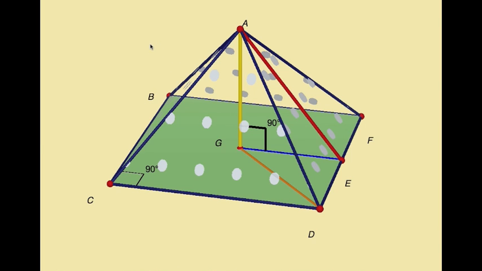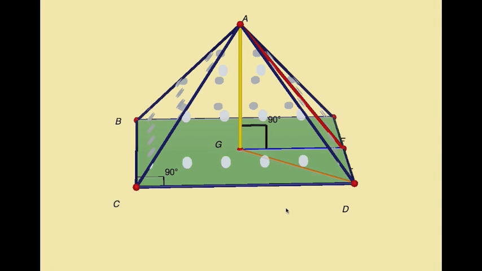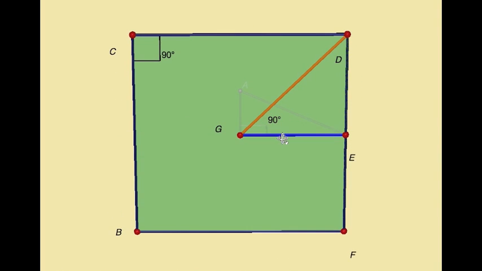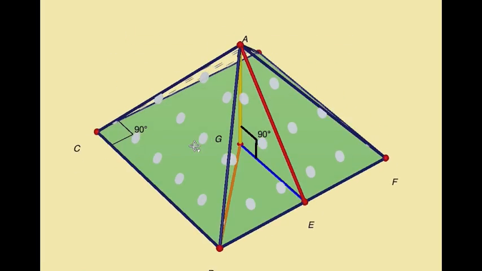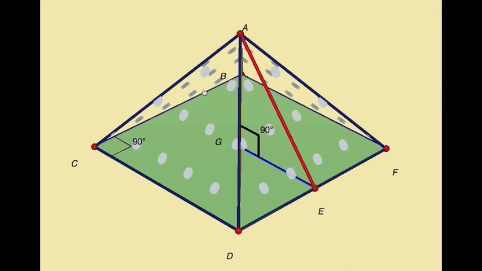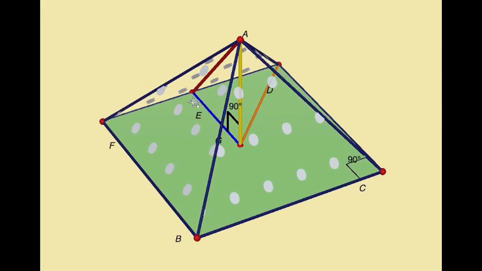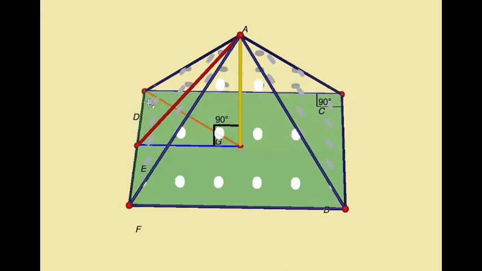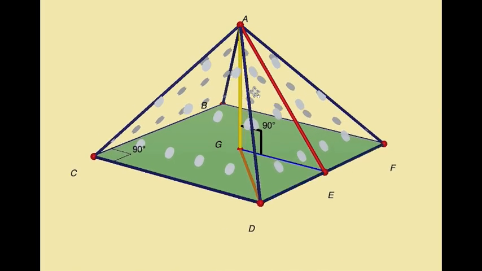So here we have a square pyramid, and we can kind of turn it around. You can see we've got this square pyramid. The base is this green square, so it would be square BCDF. The lateral faces are these polka dotted triangles. So here would be triangle ACD, here would be triangle ABC, triangle AFB, and triangle ADF. So we would have 4 lateral faces.